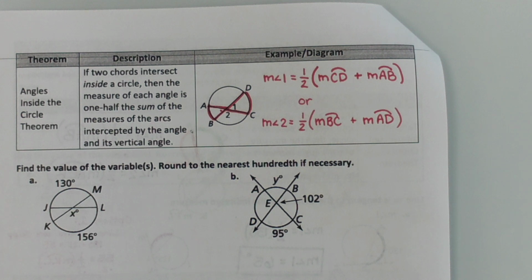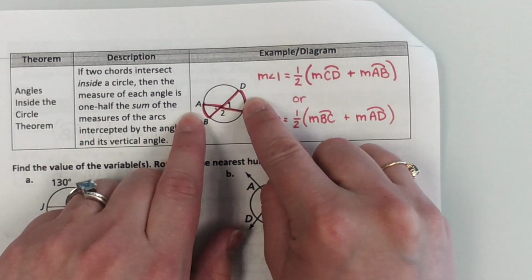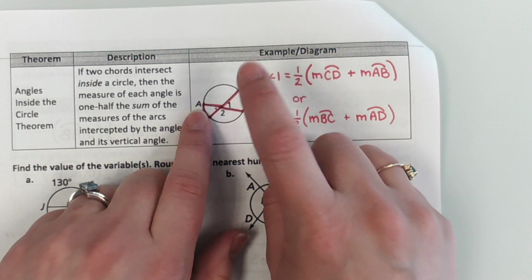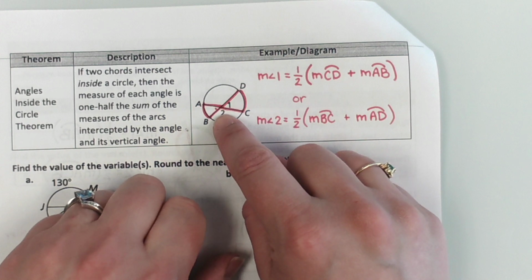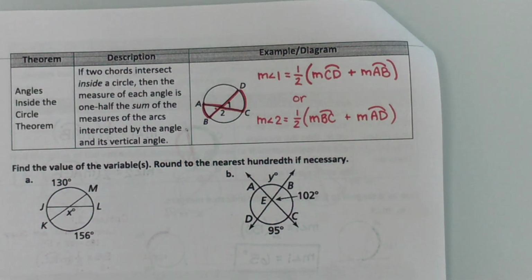Either way, these two formulas are both the same setup. One of the inside angles, the two arcs, one inscribed and the one across from it. Inside angle, it's inscribed, and the one across from it are the correct arcs.